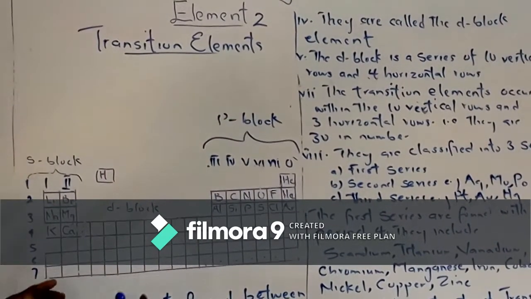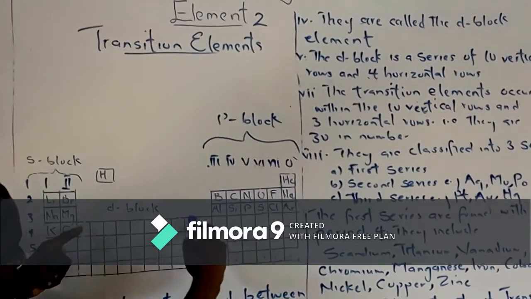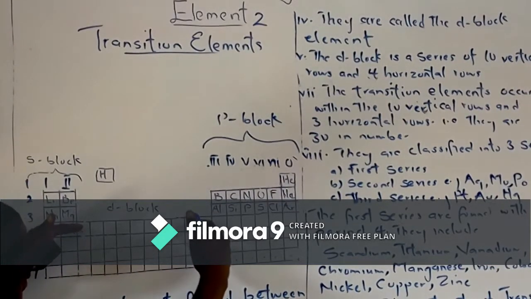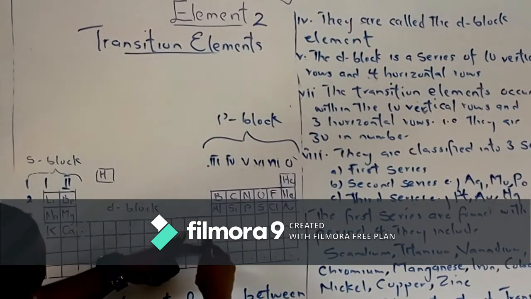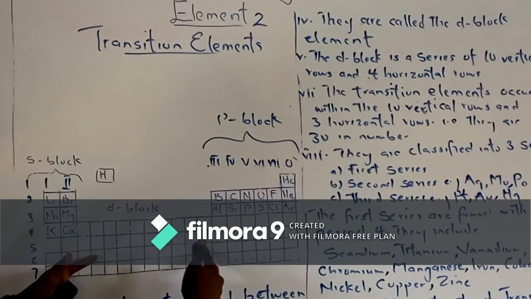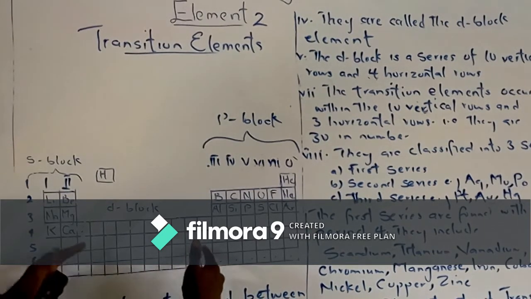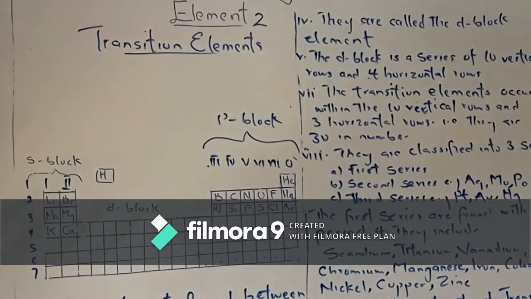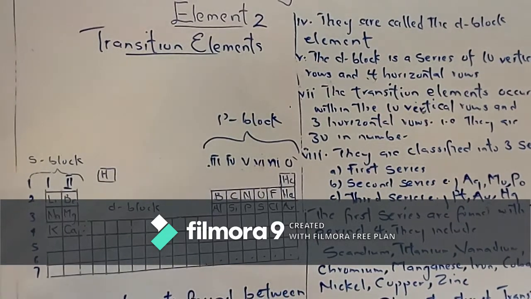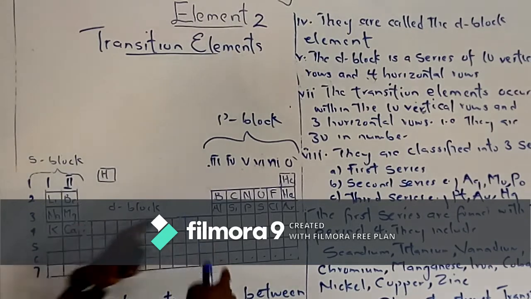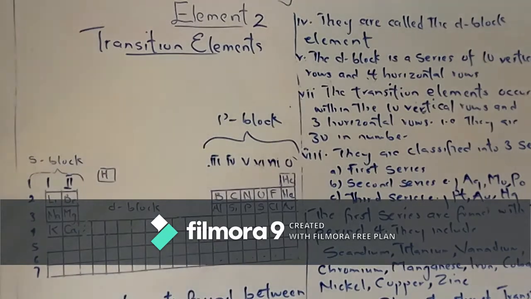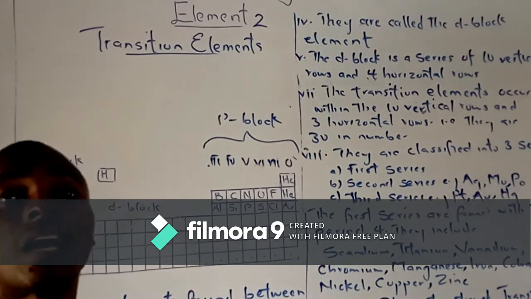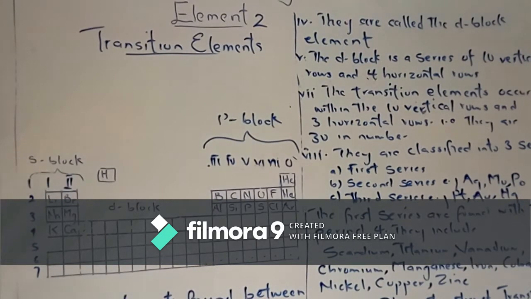Transition elements are found within the D block, but they are found within the 10 columns through to the 3rd row. Down here you may be talking of radioactive elements. So we have 30 transition elements. And what are transition elements? Very unique. Transition elements are elements that have a partially filled d orbital.